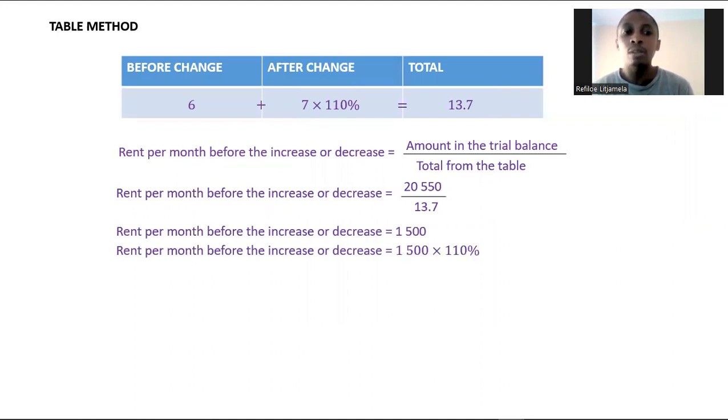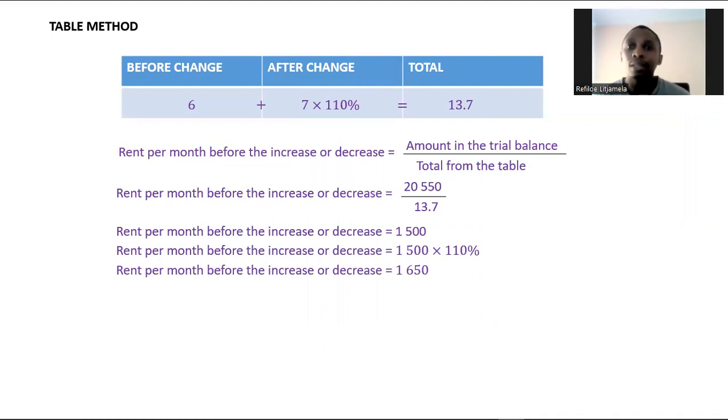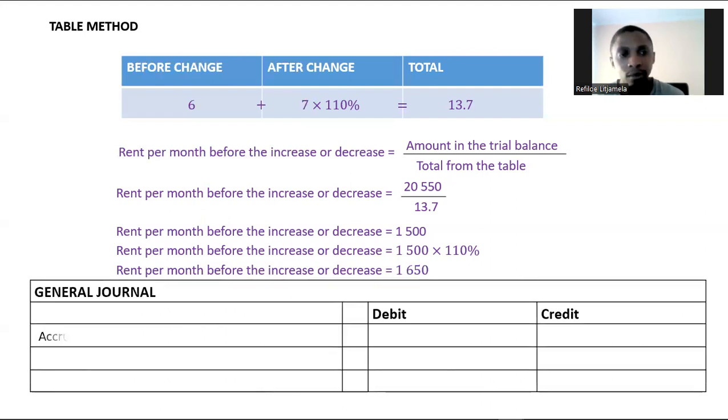To increase it, you're going to take 1,500, multiply it by 110%, and that will give you 1,650. Note that for the current year, must our rent go up or down? It must go down because we actually received 1 month extra that doesn't fall in the current financial year. So when rent decreases, it decreases on the debit side. So we are going to debit rent income and credit income received in advance.